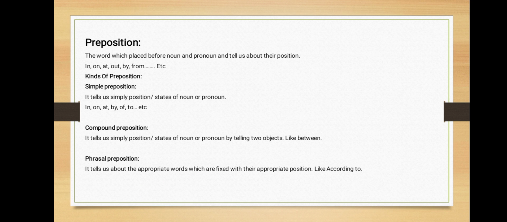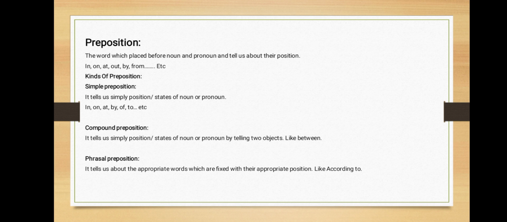A preposition is a word which is placed before a noun or pronoun and tells us about their position, just like in, out, on, at, by, from, etc. For example, we will meet after lunch. There are three kinds of preposition: simple preposition, compound preposition, phrasal preposition. Simple preposition. It simply tells us the position, state of a noun or pronoun. The words are in, on, at, by, of, to, etc.